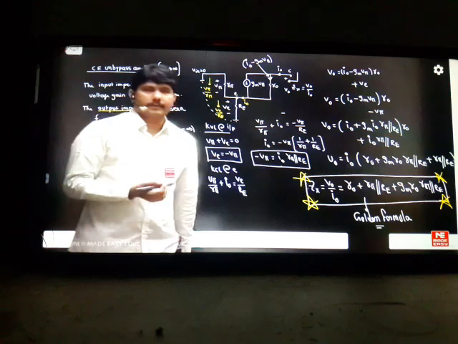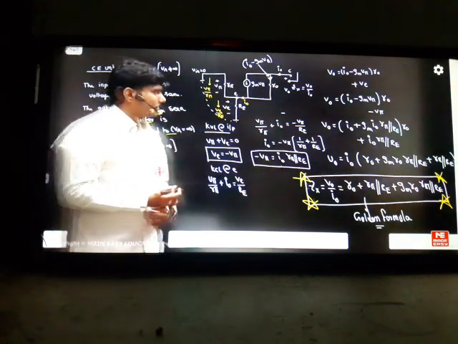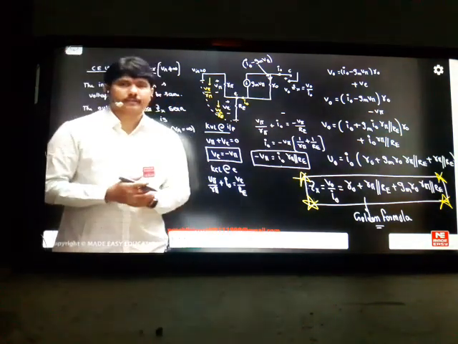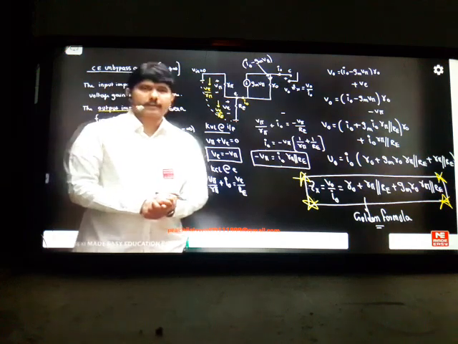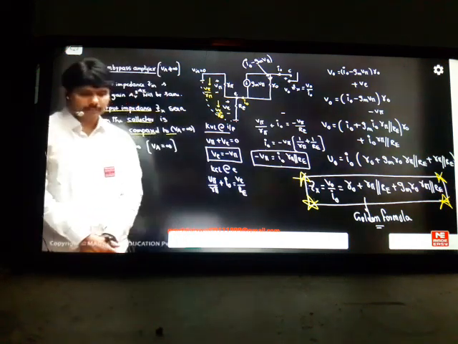Yes, Rahman, if early voltage is infinite, R naught will become infinite. But in this case, we have considered early voltage is not infinite. We are doing the proof here. That's why R naught is not infinite here. As early voltage is not infinite, R naught will not become infinite.